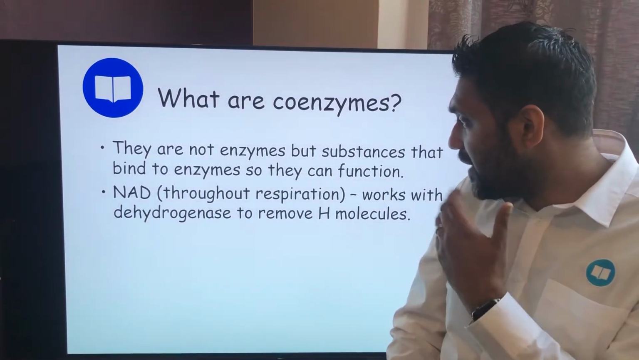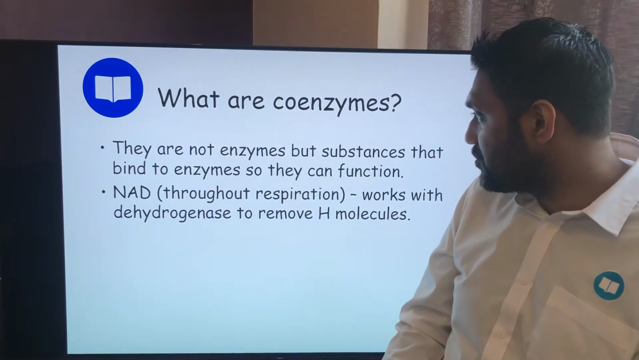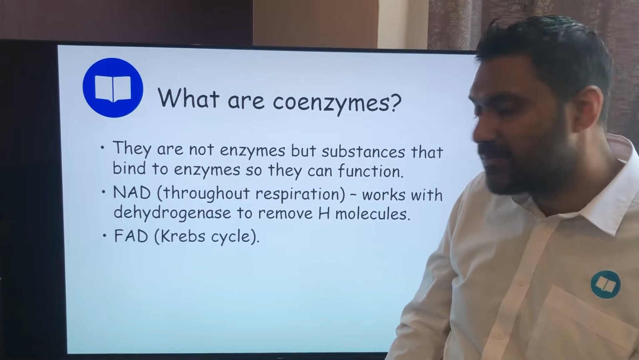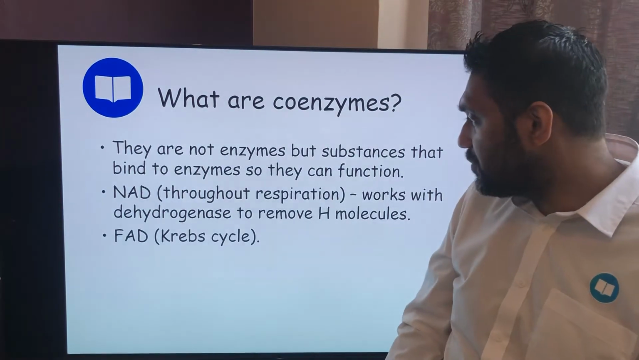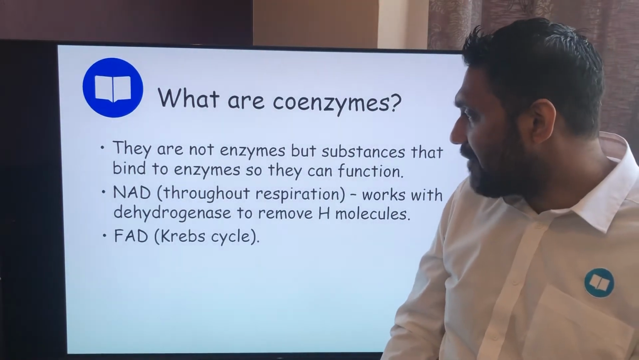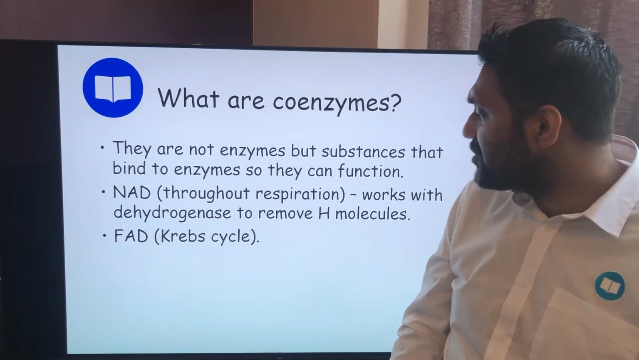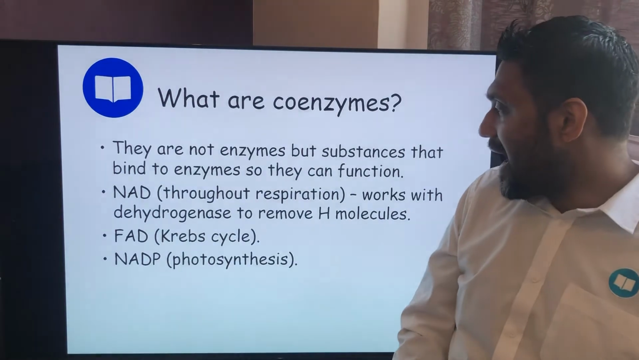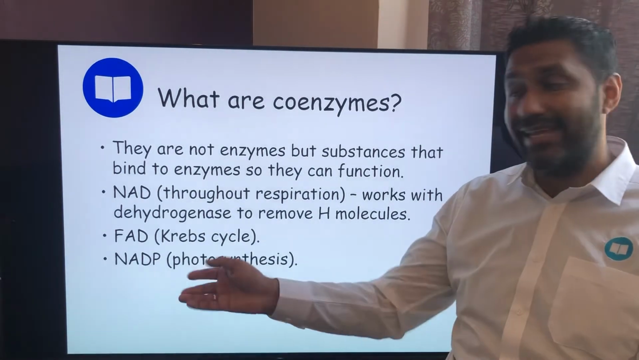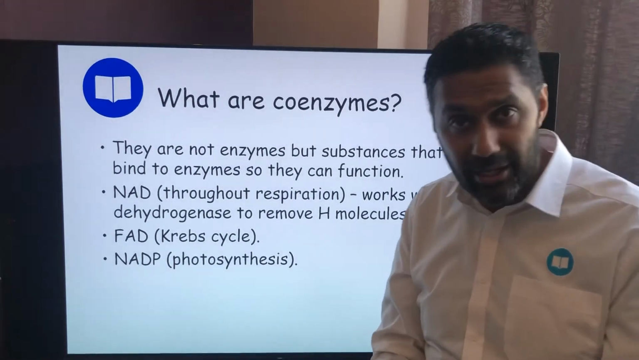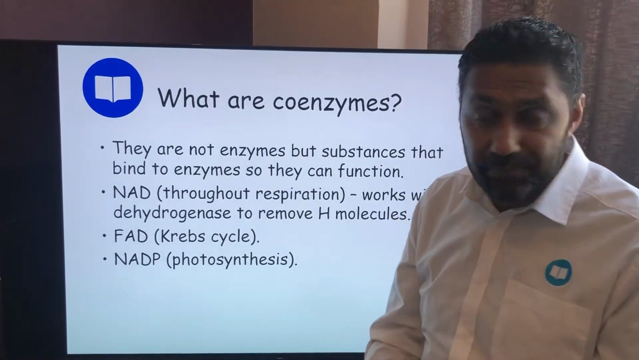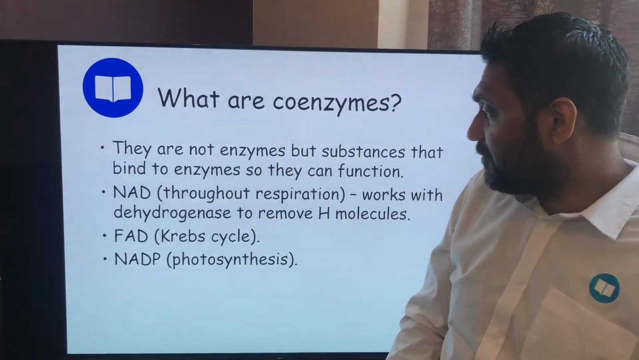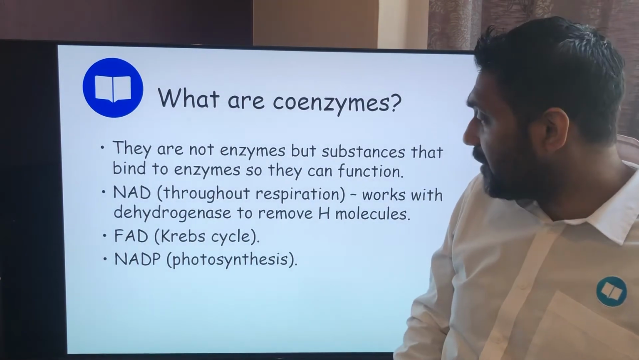NAD is used in glycolysis, and you'll see it happens in the Krebs cycle, and you need it in the electron transport chain. So it happens throughout, and also in the link reaction. NAD is important throughout the entire respiration phases. FAD is another one of these coenzymes, and you'll see it mentioned in the Krebs cycle in a minute. And in photosynthesis, when we talked about NADP, that was a coenzyme that becomes reduced, and that's why it becomes NADPH. Again, photosynthesis can't happen without this coenzyme.